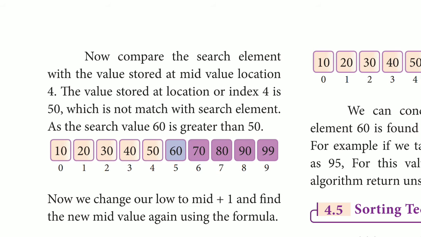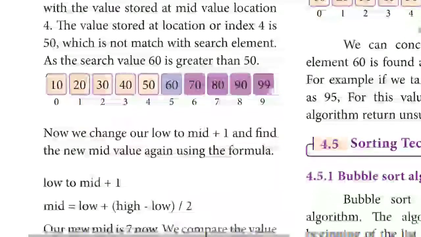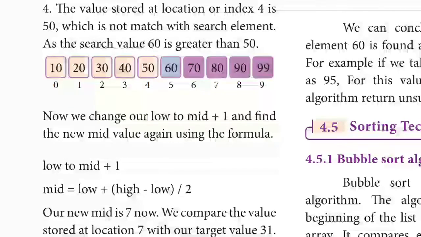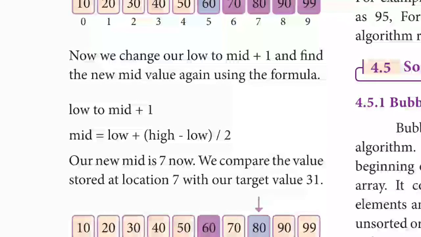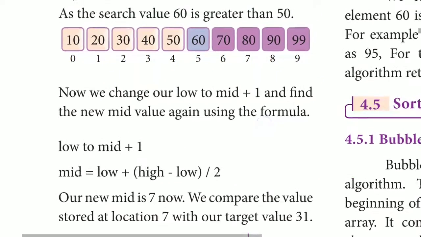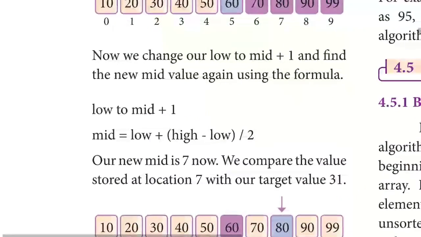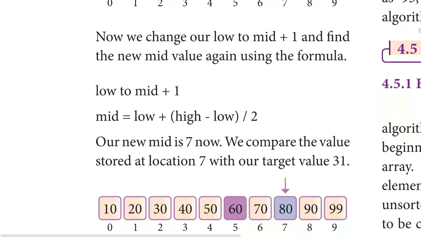As the search value 60 is greater than 50, you can see that it is eliminating the values up to index 4. Starting from 0, 1, 2, 3, 4 is eliminated, and 5, 6, 7, 8, 9 alone are considered. The value of low is changed from 0 to 5. How do you get 5? The last mid value is 4, and 4 plus 1 is 5.